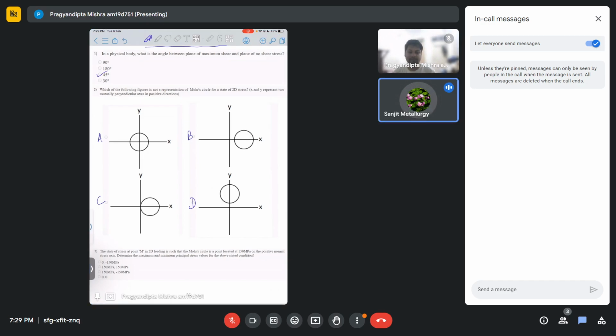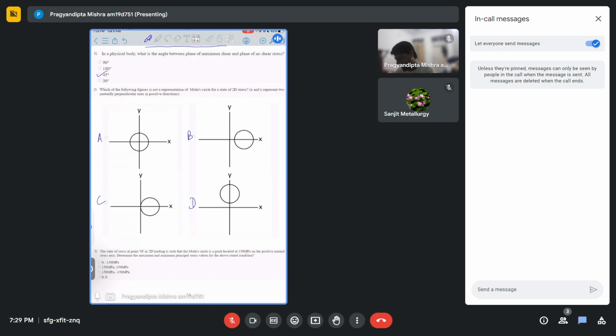Sir, I think A. A. Why? Sir, because it is like pure shear stress. But why would you say that this is not a possible configuration? Okay. The answer is not A. I'll give you that. I'll give you one more hint.